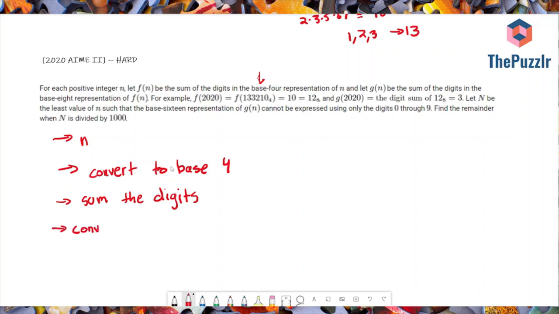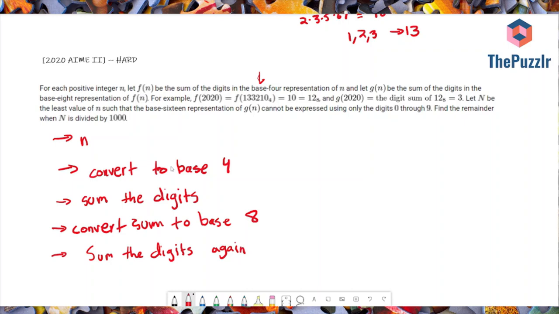Convert the sum. So then we're converting the sum to base 8 now. Now we're summing the digits again. And finally, we get whatever our answer is. Not the answer that we're trying to find, just the answer of what happened. So to summarize, we take n. We convert it to base 4, we sum the digits, then we convert that sum to base 8, we sum the digits again, and then we get our answer, or what g of that value would have equaled.